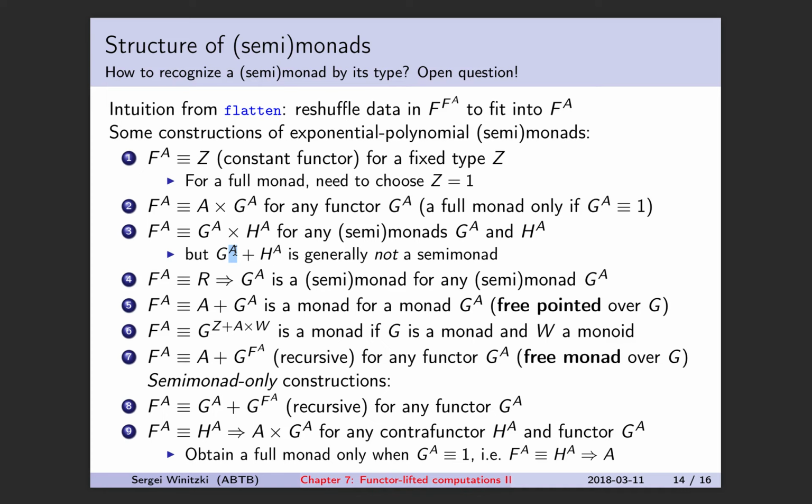So that means this construction does not exist for disjunction of two monads. Disjunction of two monads is generally not a monad, not even a semi-monad.